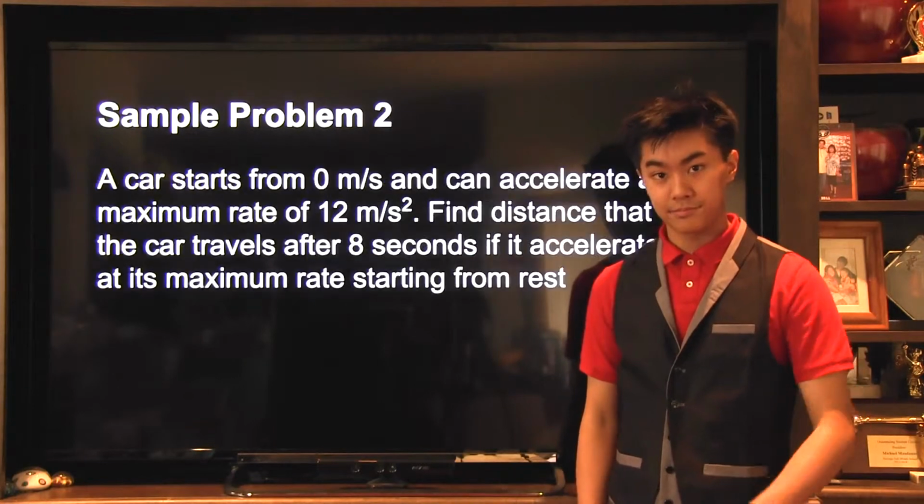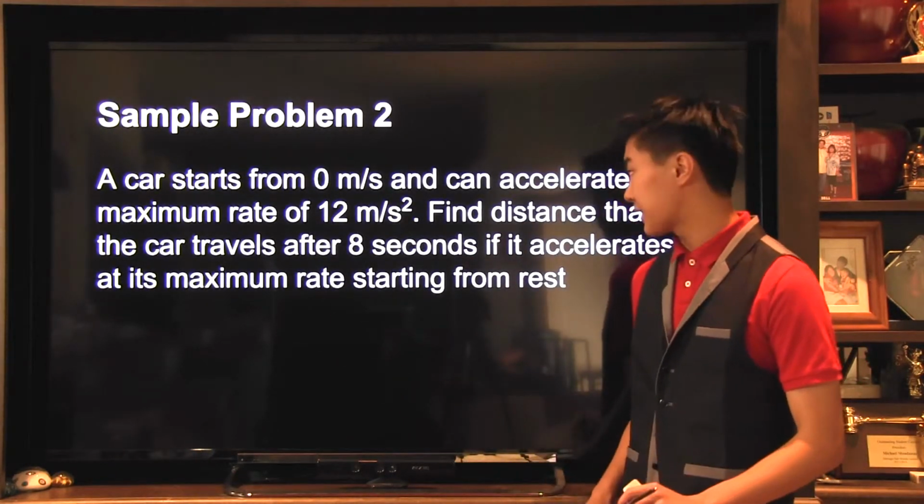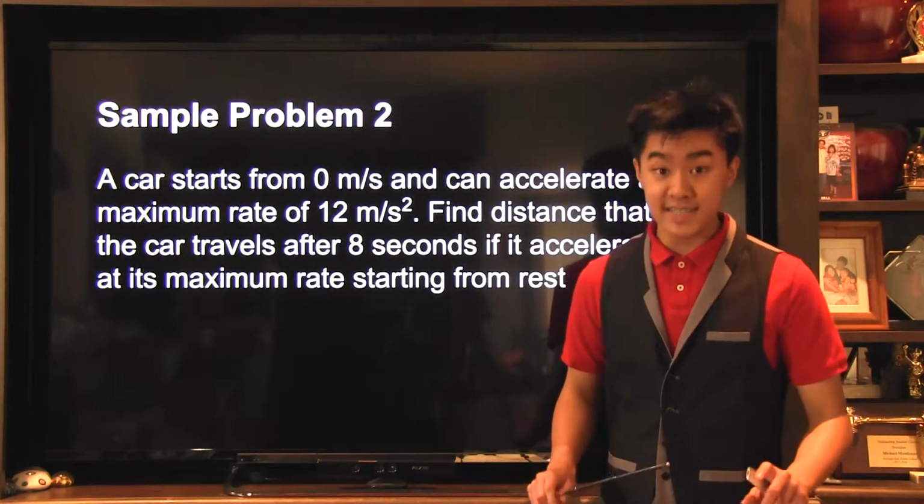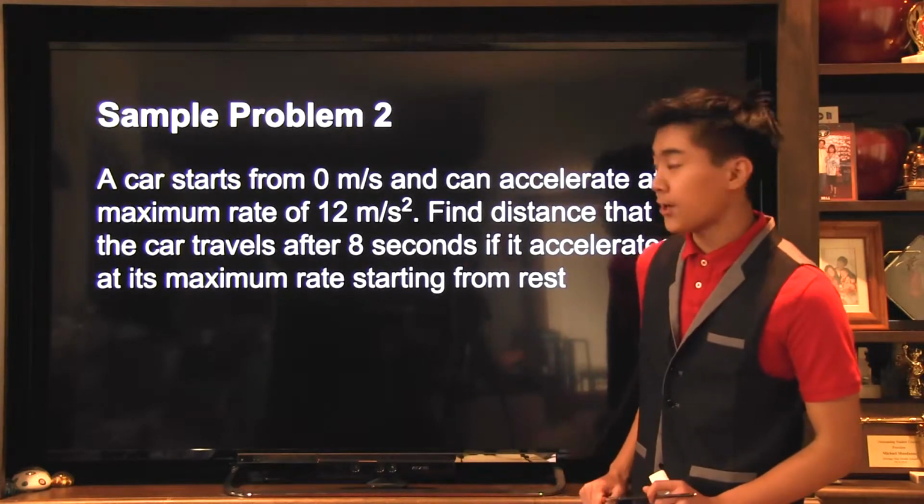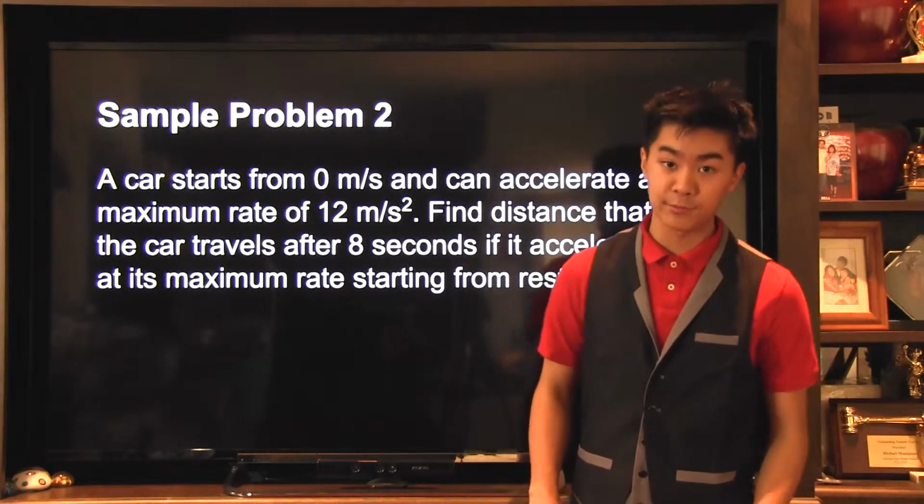Let's move on. Another sample problem. So, a car starts from 0 meters per second and it can accelerate at a maximum rate of 12 meters per second squared. So, it's the same car as in the last problem. Find the distance that the car travels after 8 seconds if it accelerates at its maximum rate starting from rest.